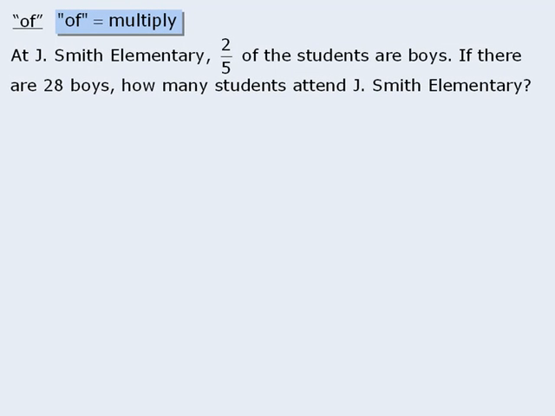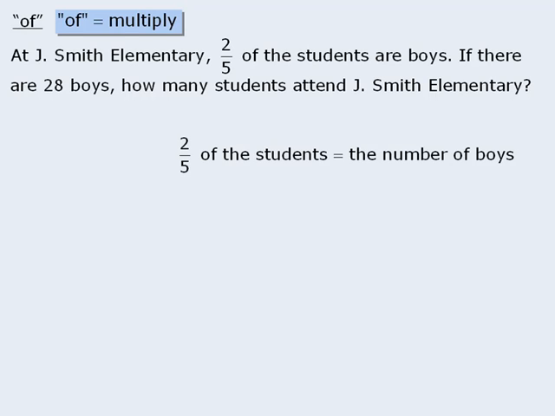Okay, let's try one last question. Here we are told that 2/5 of the students at J. Smith Elementary are boys. There are 28 boys altogether, and we want to determine how many children attend the school. Well, from this question, we can see that 2/5 of the entire student population equals the number of boys.